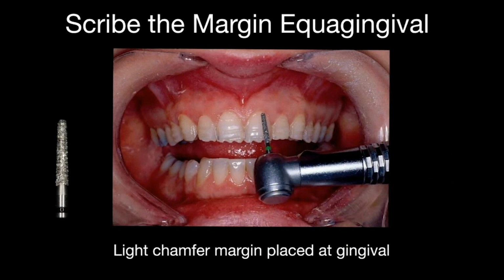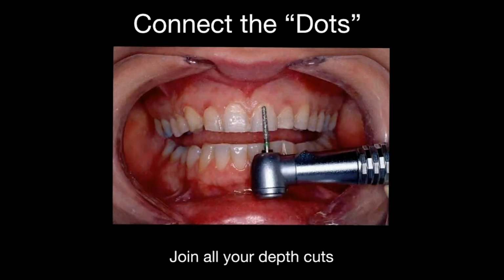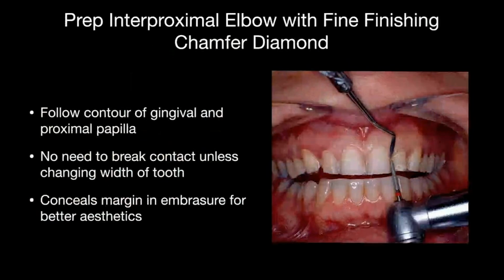So I'm putting all my depth cuts first. I'm scribing the margin equigingival, and a light chamfer is placed at the gingival. Now, I just simply connect the dots. So I join all my depth cuts in one sitting, so I don't do one tooth, move on to the next. I try to do everything at once. I get a better picture of what things are going to look like that way.